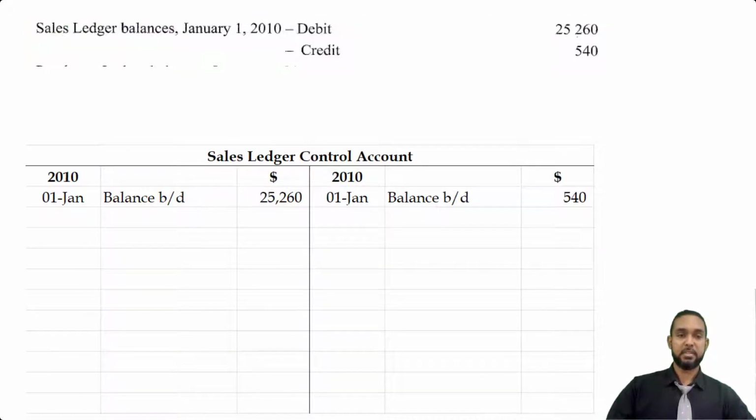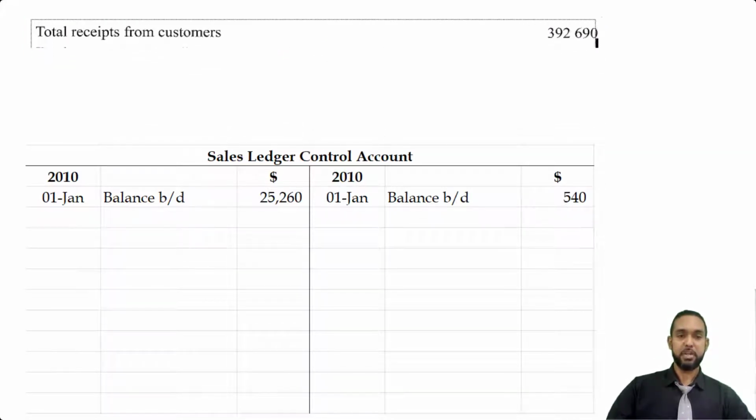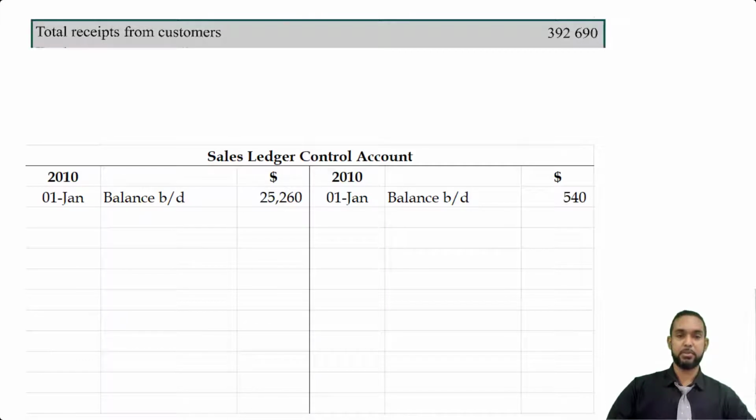Okay, the next item I'm seeing is total receipts from customers. Oops, I highlighted something else by mistake, but receipts from customers, 392,600. So that's the amount of money we are getting from our credit customers. Now I know some of the sharper eyed of you might say, well, it didn't say credit customers, it just said total receipts. So you might have cash sales inside of there.